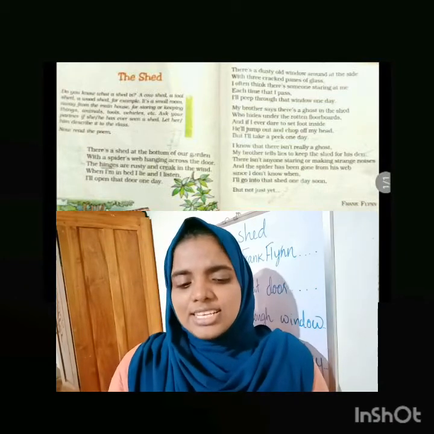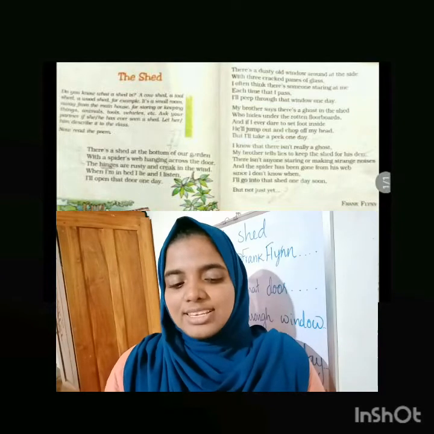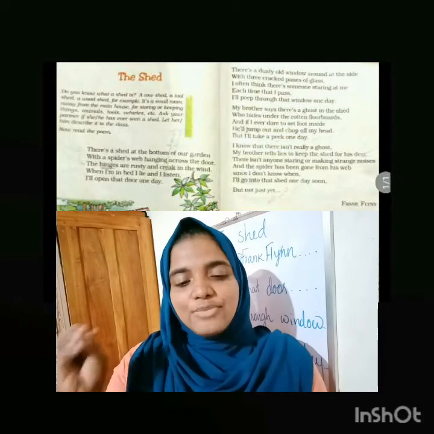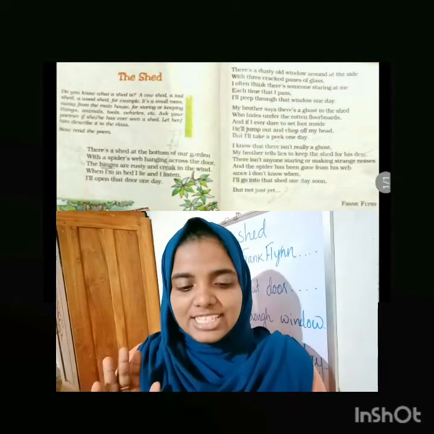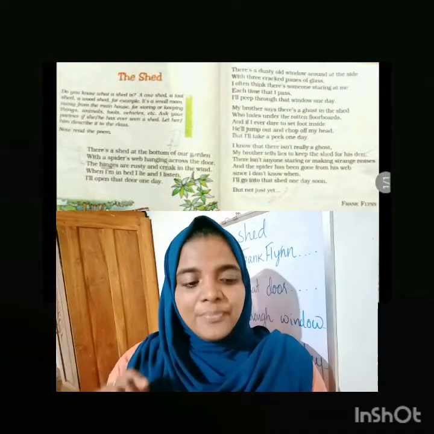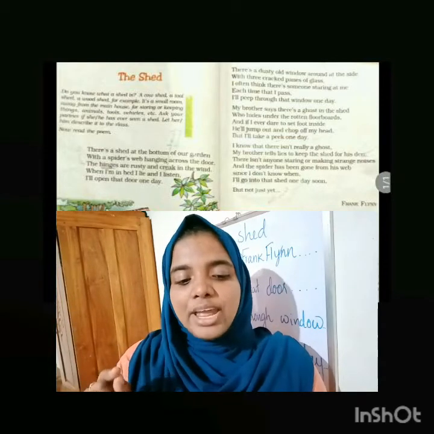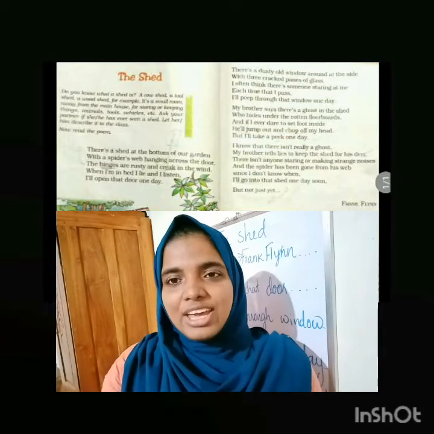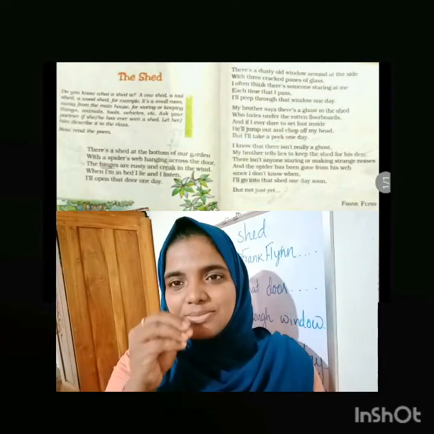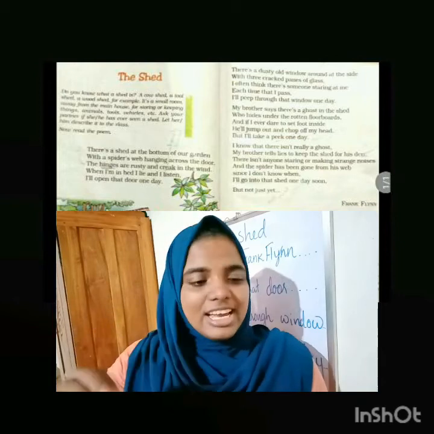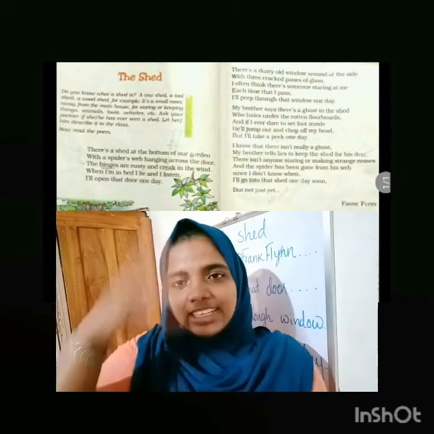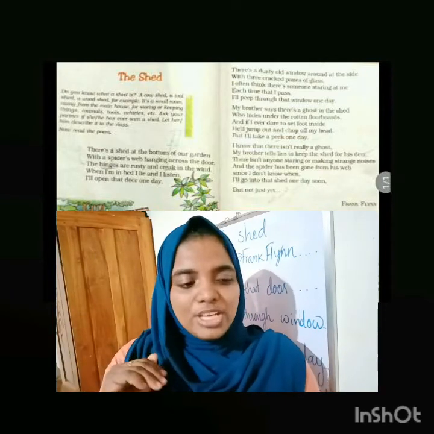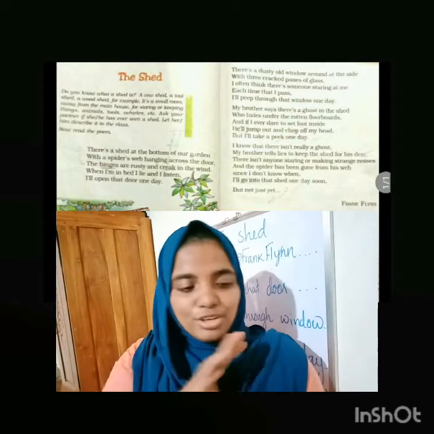There is a dusty old window around at the side. Yes, the windows are also full of dust around at the side, with three cracked panes of glass. The glasses are broken. Cracked means it is broken; there are lines on the window, and it is full of dust.